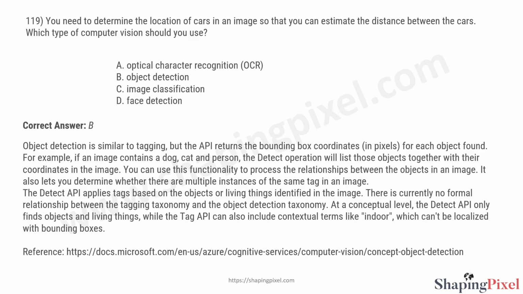The detect API applies tags based on the objects or living things identified in the image. There is currently no formal relationship between the tagging taxonomy and the object detection taxonomy. At a conceptual level, the detect API only finds objects and living things, while the tag API can also include contextual terms like indoor, which can't be localized with bounding boxes.